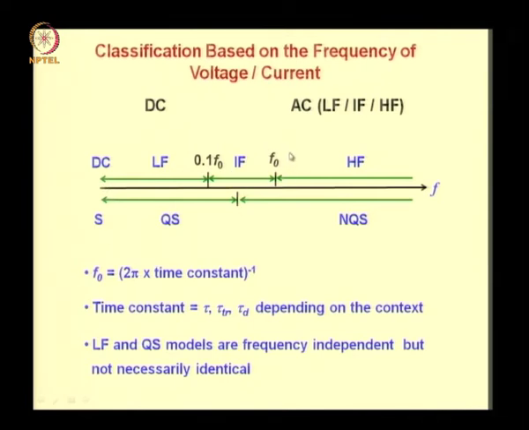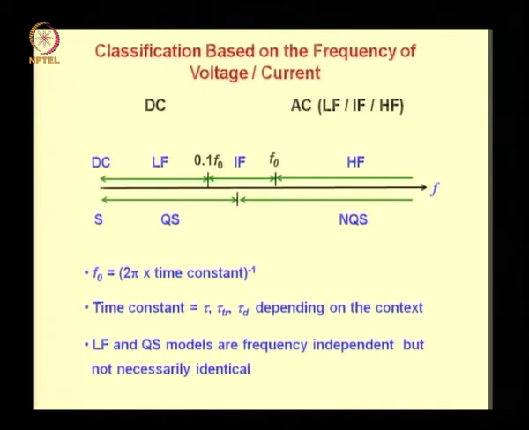The transition frequency f naught, beyond which the high frequency modeling becomes necessary, is given by 1 by 2 pi into time constant, where the time constant can be minority carrier lifetime, transit time or dielectric relaxation time depending on the context. Low frequency and quasi-static models are frequency independent but not necessarily identical. We demonstrated this with the help of the model of the diffusion capacitance of a diode.